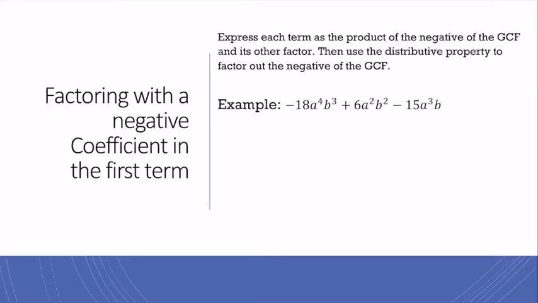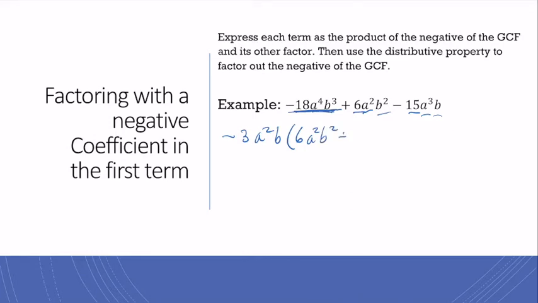So that's how we would factor out the greatest common factor. It's important to note that if I have a negative leading coefficient, I need to pull out the negative as well. So I'm going to pull out a negative, and then the greatest common factor of 18, 6, and 15 would be 3. The greatest common factor of a to the 4th, a squared, and a cubed would be a squared. And then I've got b cubed, b squared, and b, so just a b. So negative 3a squared b times what would give me negative 18a to the 4th b cubed? That's going to be 6a squared b squared.